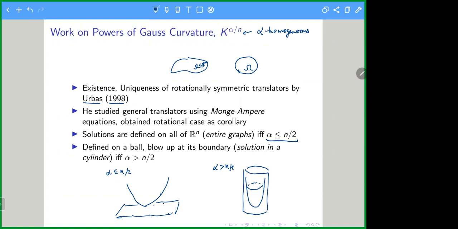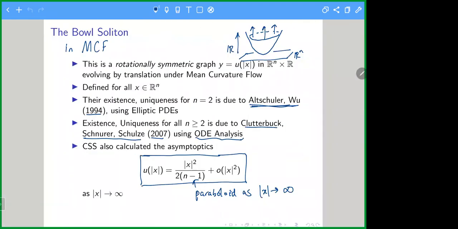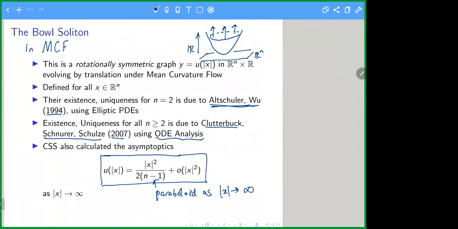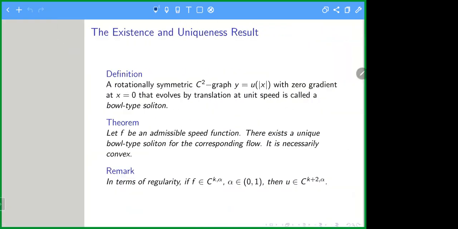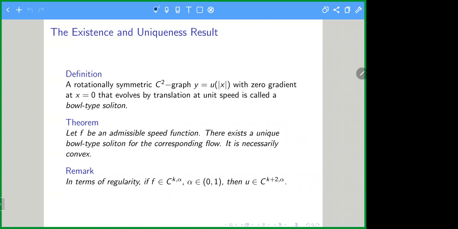Okay, so this is just background on what work has previously been done with these solutions. Eventually I want to study these things in the complete general setting and see when your translators are entire solutions like this one, and when they live inside a cylinder. That's a question I was interested in. So finally I get to my first result.